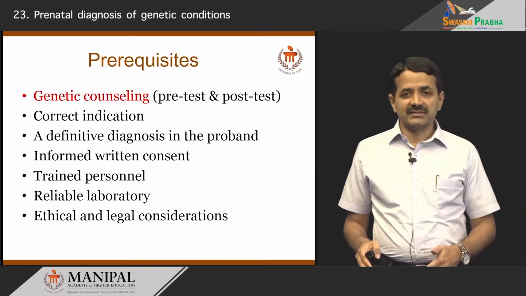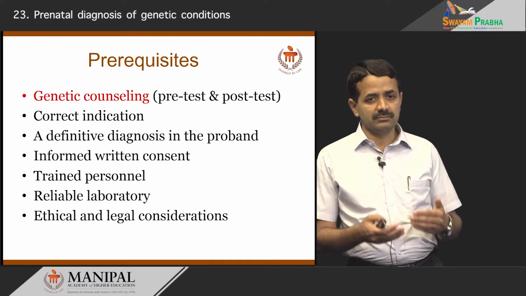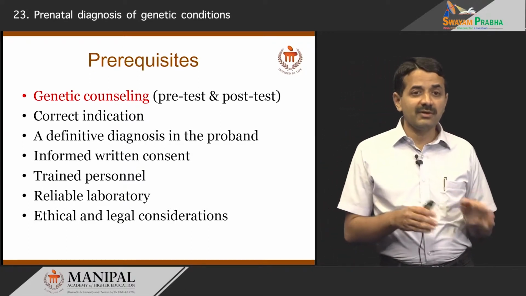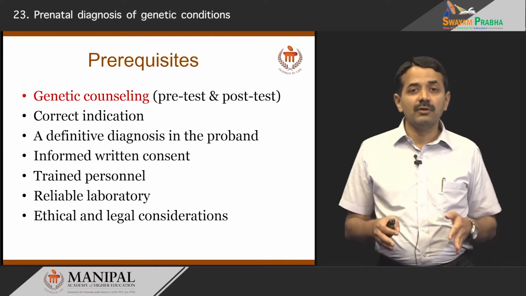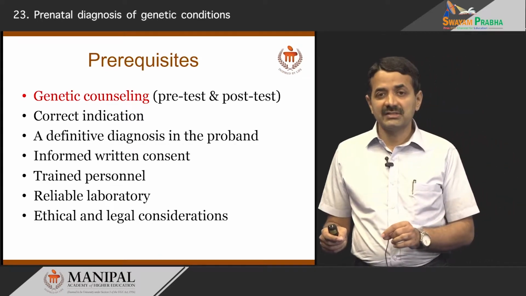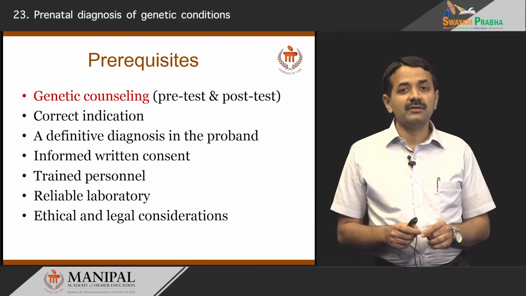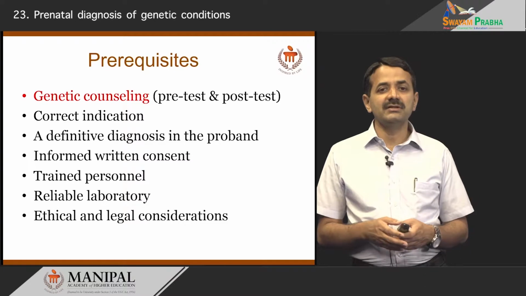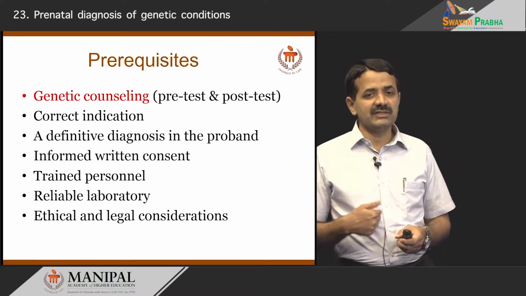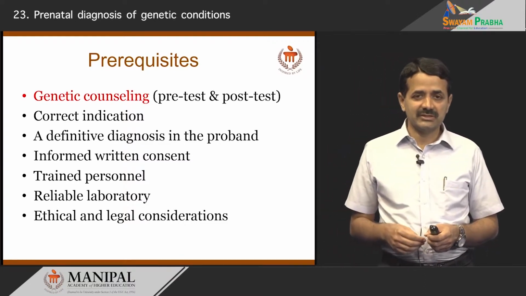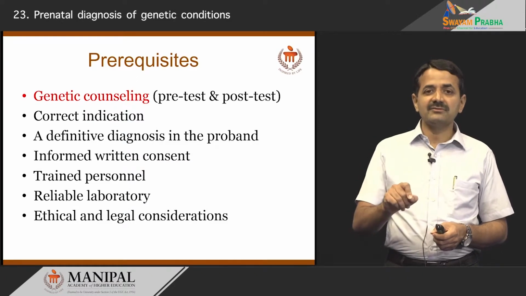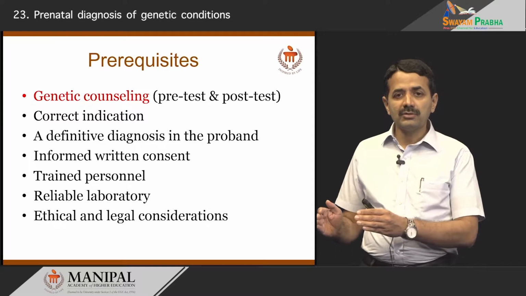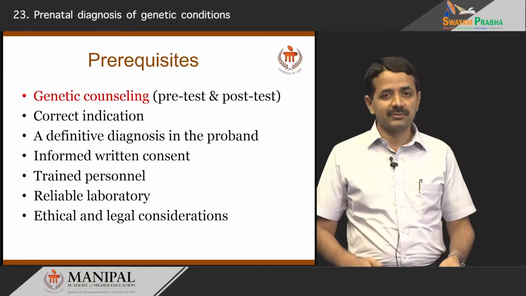Before you do the test, we need to have a list of things to do. One of the most important is genetic counseling. People should know what test is being done and why it is being done, before and after the test. I will give you the list of things we discuss during genetic counseling in my subsequent slide. And a correct diagnosis or correct indication should be established. If you do not know what you need to look for, you will not be able to do the test.